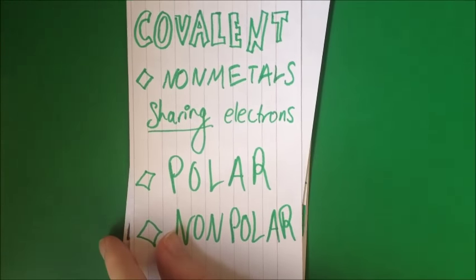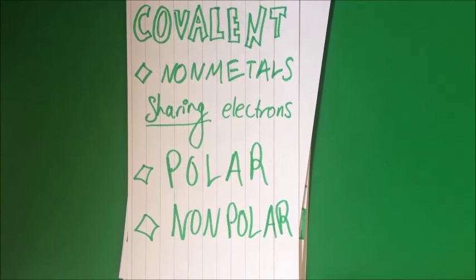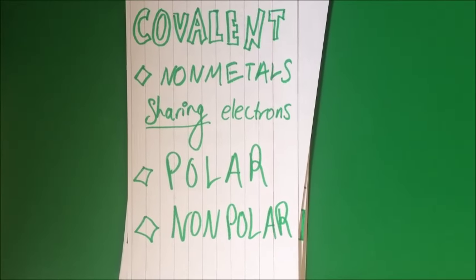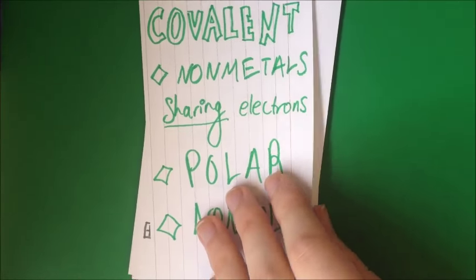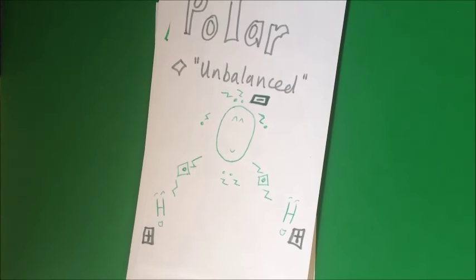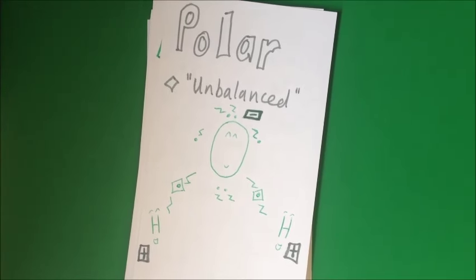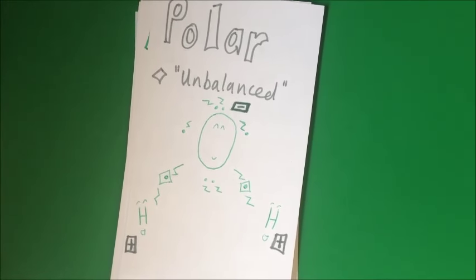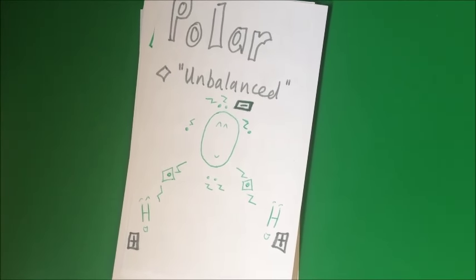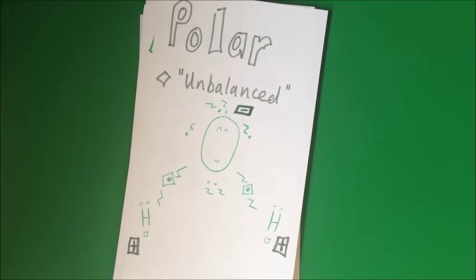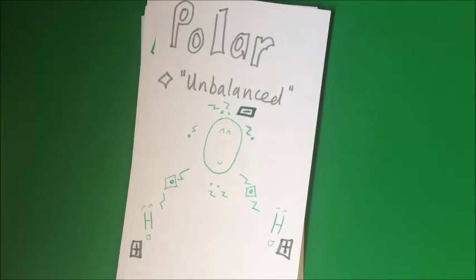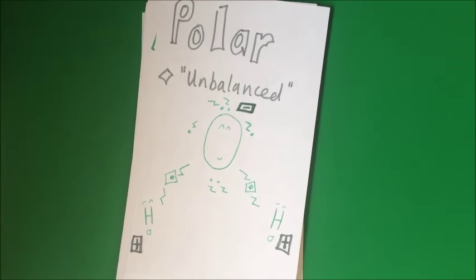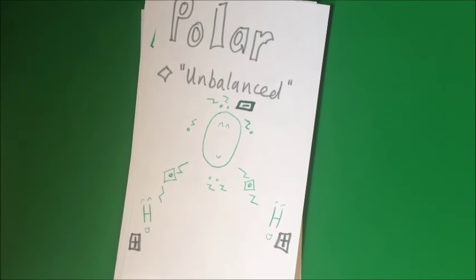With the next type, covalent bonds, there are two subgroups, polar and nonpolar, but both are defined by the sharing of electrons between nonmetals. With polar bonds, also known as unbalanced bonds, water molecules are a great place to start. The oxygen atom shares the electrons of two hydrogen atoms, and as a result, oxygen becomes more negatively charged, and each hydrogen atom becomes more positively charged, creating a stronger attraction between the three atoms.